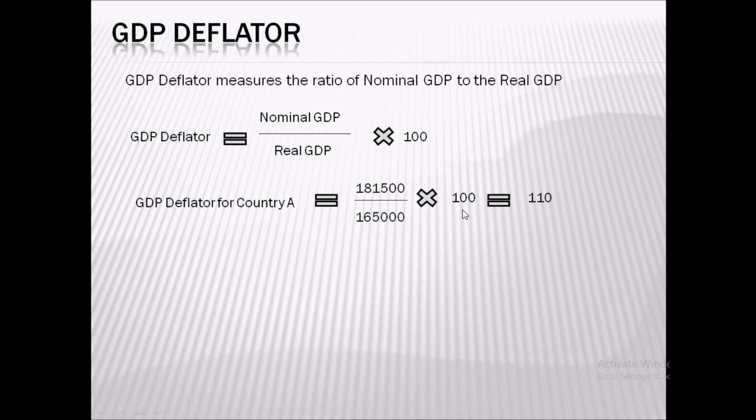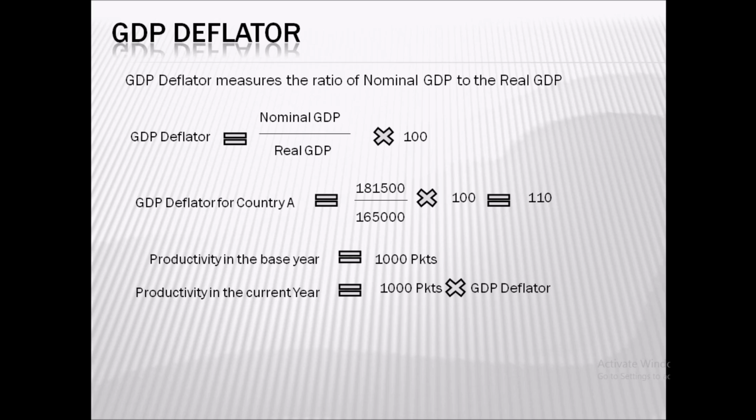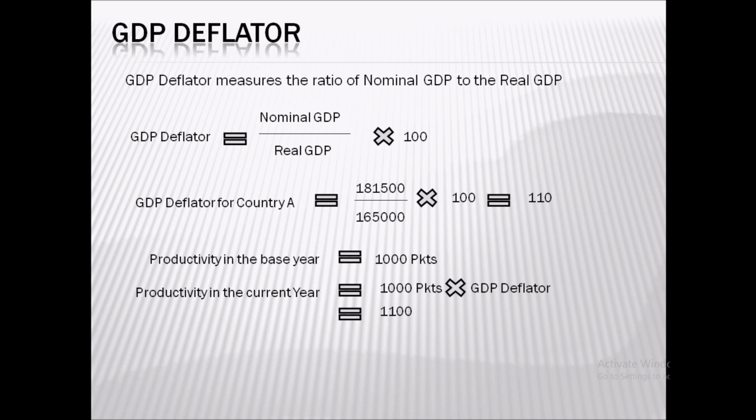If the GDP deflator is more than 100, it indicates improved productivity. If it is less than 100, say for example 50, it means that the productivity of the country becomes half. So productivity in the base year, let's say 100 packets, and productivity in the current year is 1000 packets.